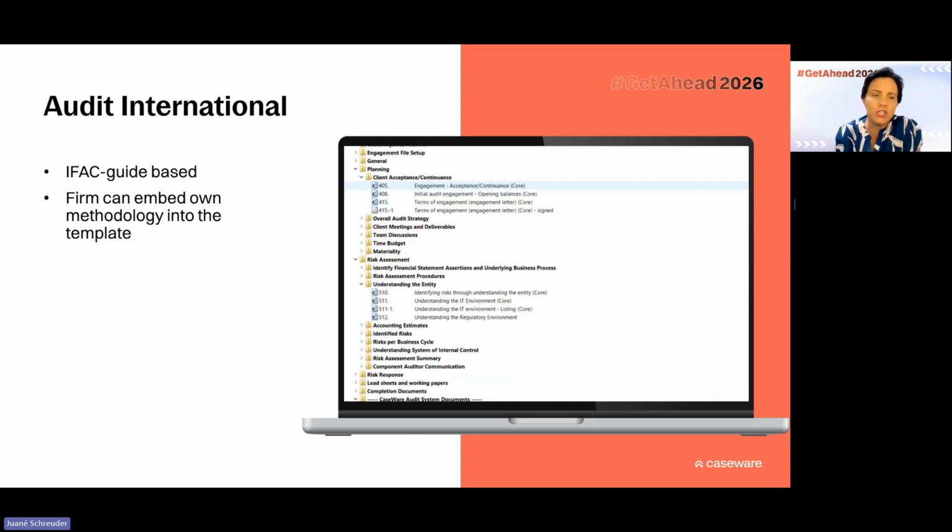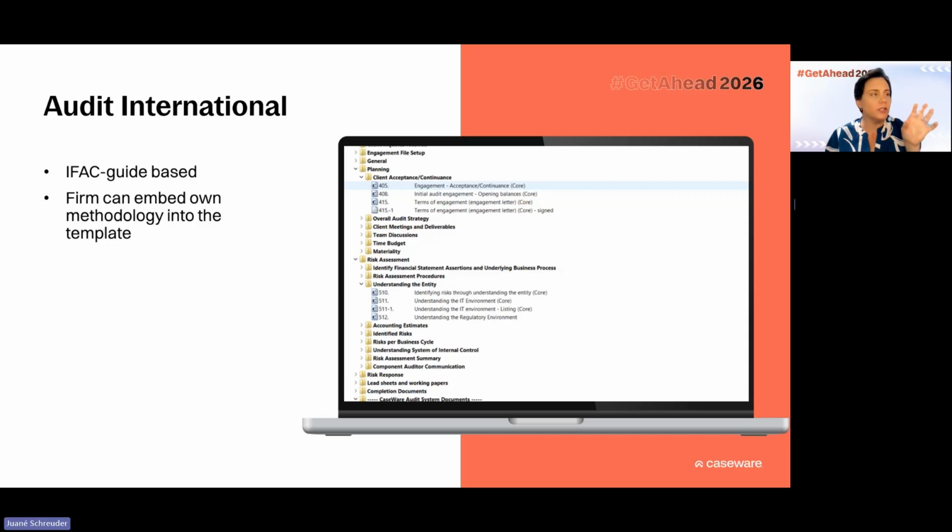So Audit International is an international methodology, and a lot of African firms use it, and network firms also use it because Audit International allows you to modify it to apply your own audit methodology. So the firm can embed their own methodology. In other words, change a few elements to make it more your own. All right, so it is based on the IFAC guide, and again, auditing standards.